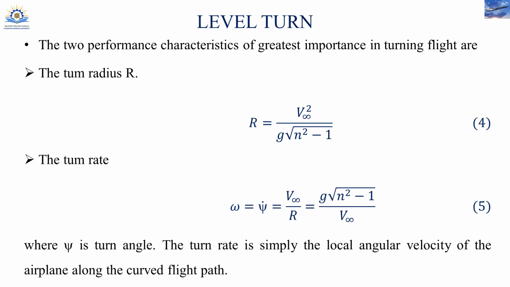So our intention is to find the maximum n value. So n max is required. There also, we need higher omega. Omega max is required. In order to get omega max, V should be small and n should be maximum, right?